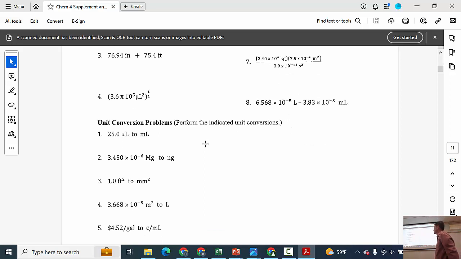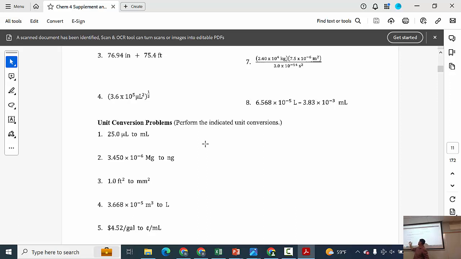And then we have unit conversion problems like microliters. 25 microliters is equivalent to how many milliliters? This mu is the Greek letter mu, which stands for micro, and lowercase m is milli. Capital M, you know what that stands for? Mega. So this would be megagrams too. Little m, do you know what that stands for? Nanograms. So megagrams, nanograms.